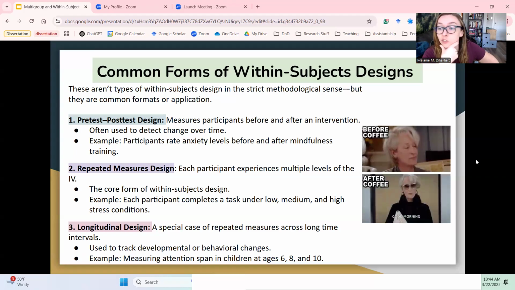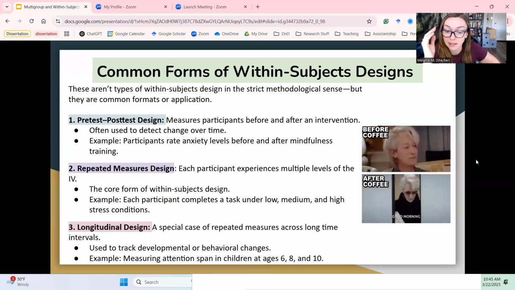And then we have a longitudinal design. This is a special case of repeated measures across long time intervals, used to track development or behavioral changes. An example here is maybe we're testing the attention span of the same child when they're 6, when they're 8, and when they're 10. The only way to really meaningfully track changes is to do it with the same participant across times in their life.